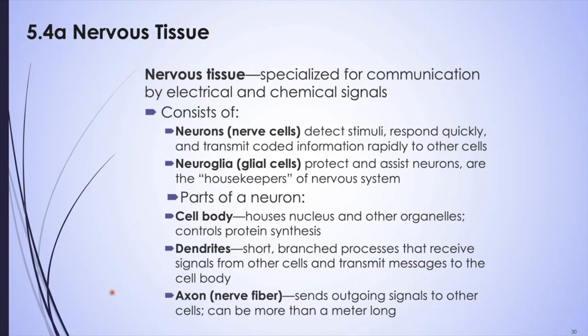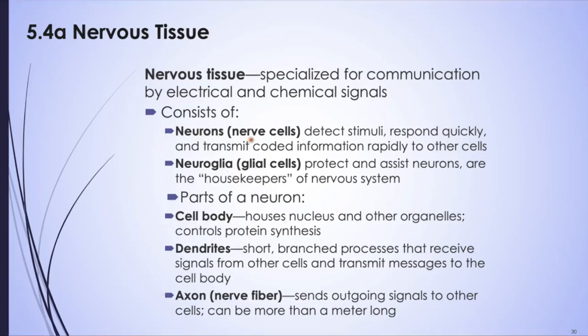So getting started first with the nervous tissue. Nervous tissue is specialized for communication. That's how it gets the message across your body, by electrical and chemical signals. Your nervous tissue consists of all of these things, and you absolutely need to know them.